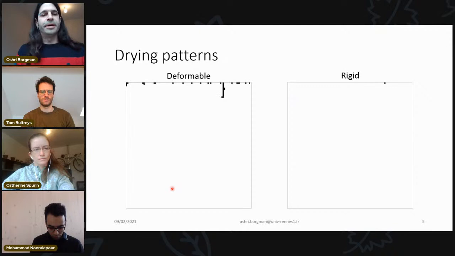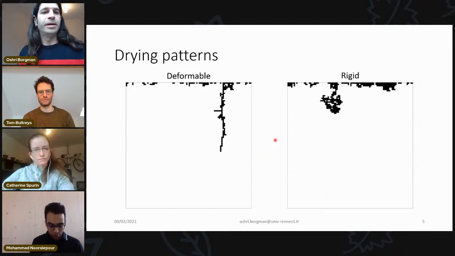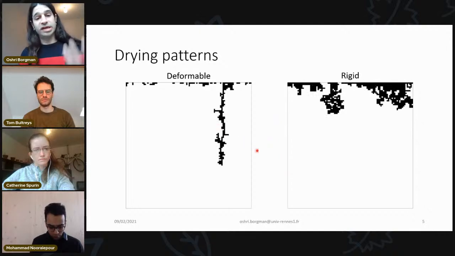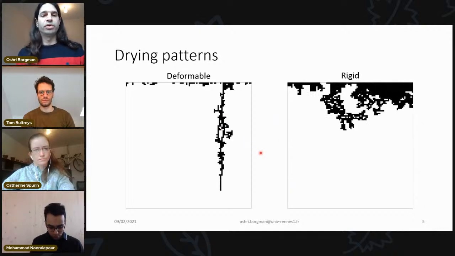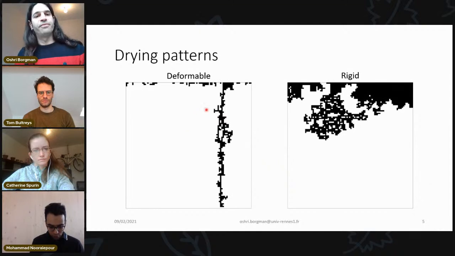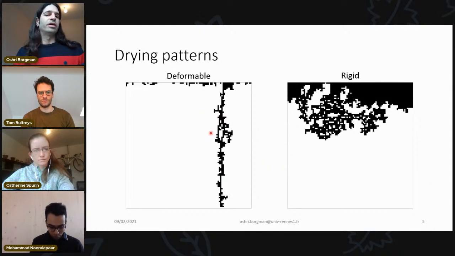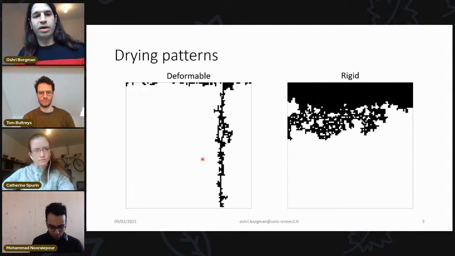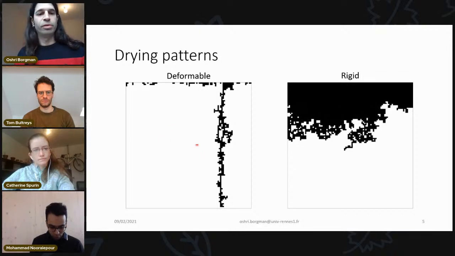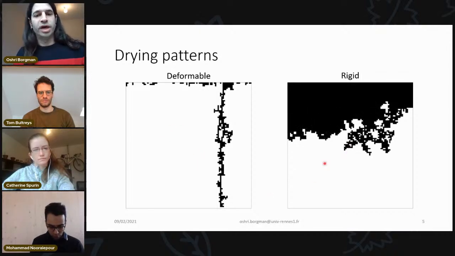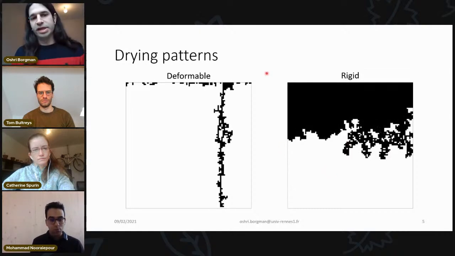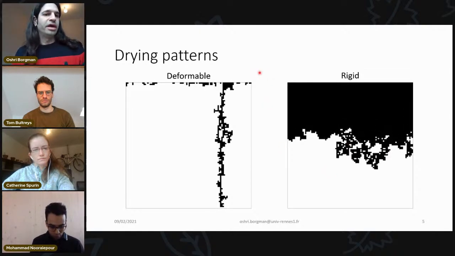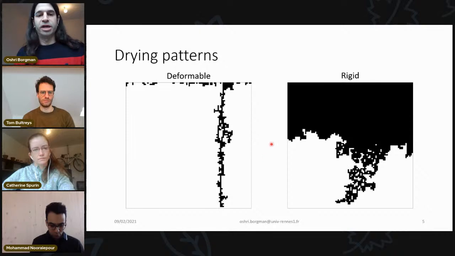So starting with some simulation results, here we start with the same initial pore-size distribution, but here the grains are allowed to move. So we have a deformable granular matrix, and here we have a rigid granular matrix. And we see that deformations or grain displacement can impact the drying patterns that are formed. This is the air, and this is the liquid.